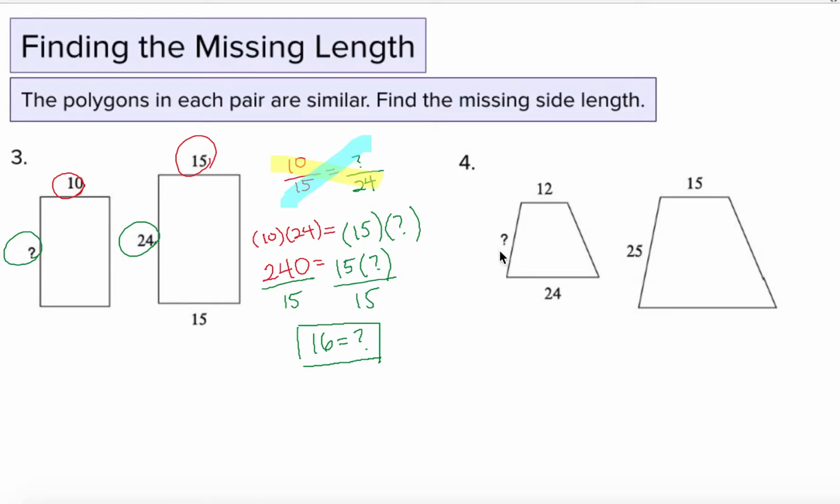I have a question mark as my missing side length here, but you are probably going to have x as the variable. The steps are the same. You're just going to use an x instead of a question mark.